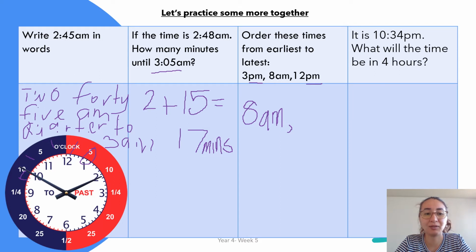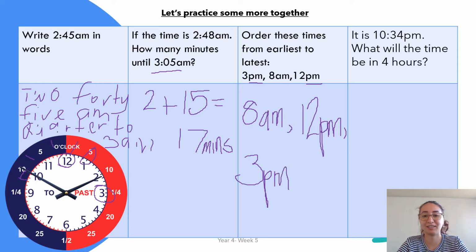So we know midday would start here on the clock, guys. And then we can see 3 PM is 3 hours later. So it would be 12 PM, even though it's a larger number, so don't get confused with that. So 12 PM and comma 3 PM. Oh, my beautiful writing. I'm getting better, I have to admit.